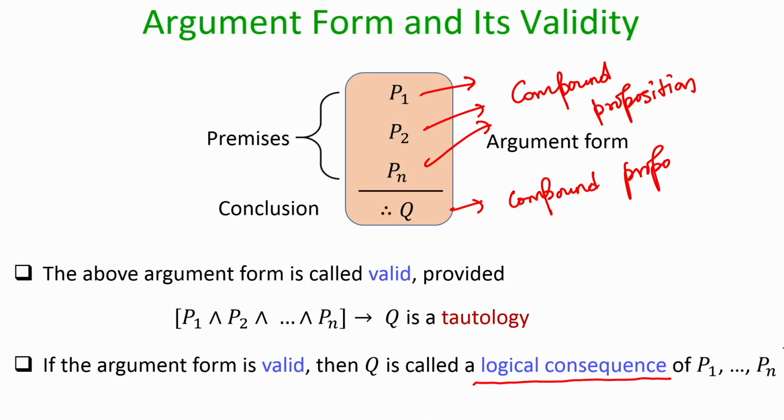That means, if you ensure altogether that P1, P2, Pn are simultaneously true, then I can come to the conclusion Q, if my argument form is a valid argument form. If my argument form is not valid, that means if this implication is not a tautology, then I can't say that Q is a logical consequence of P1 to Pn. Okay.